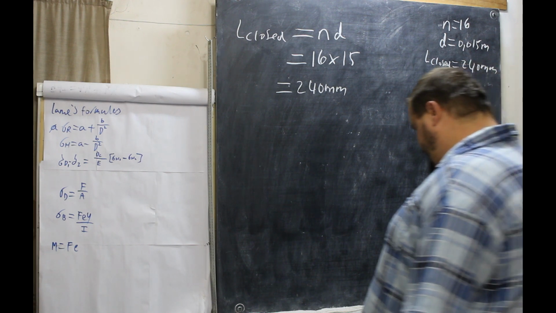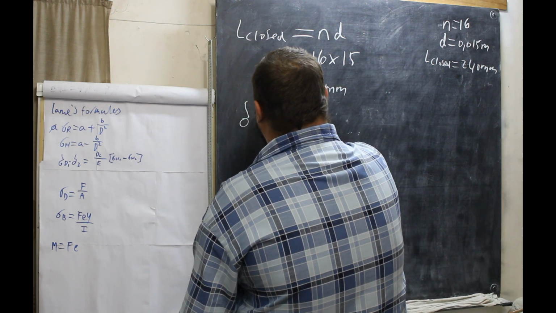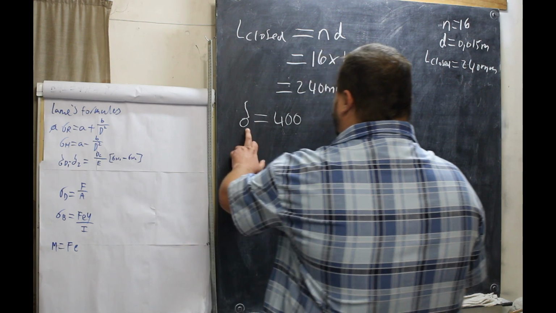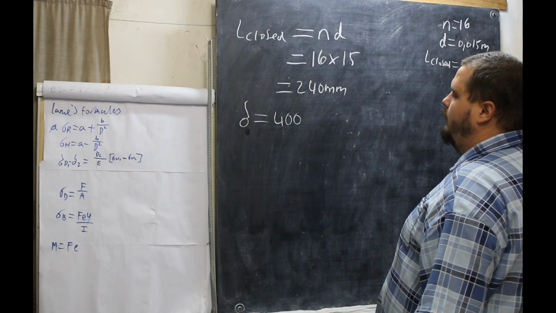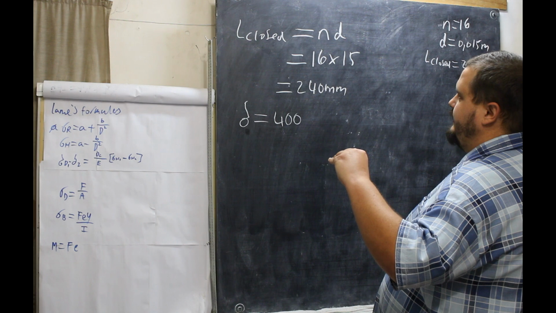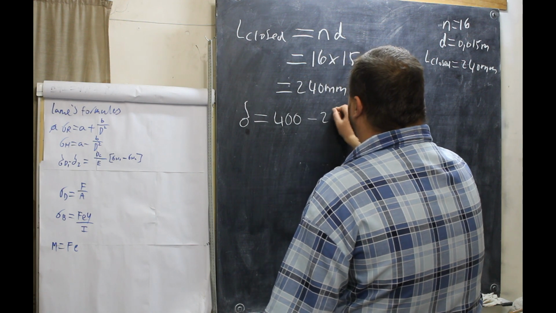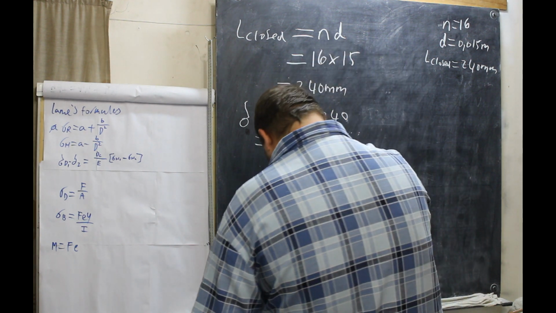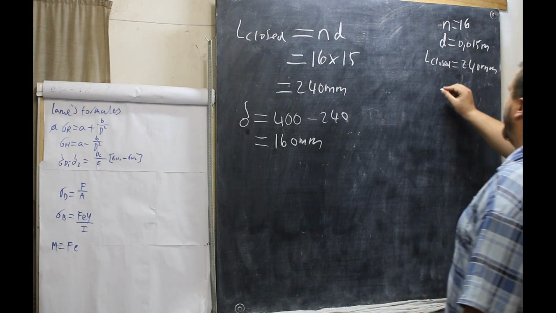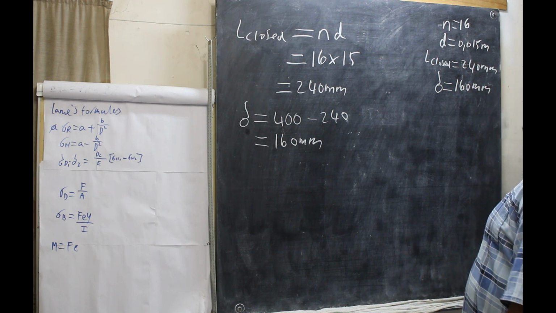Now, for the next part, we are going to calculate one of the extensions. First, what we're going to do is say 400, minus 240. This symbol will be for our compressed spring length. So 400 minus 240 is equal to 160 millimeters. Now, 160 millimeters.